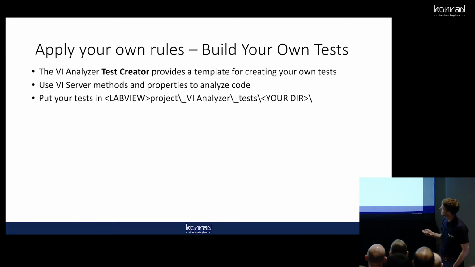VI Analyzer includes a tool called the test creator. It takes a template for a VI Analyzer test, asks you what you want to call it, and then you add the code that's going to perform that test. The code that you add uses VI server properties and methods to analyze the block diagram of the VI you're analyzing. So you're looking at wires, objects, structures, and checking to make sure it complies with the rules that you defined in that document that you wrote.